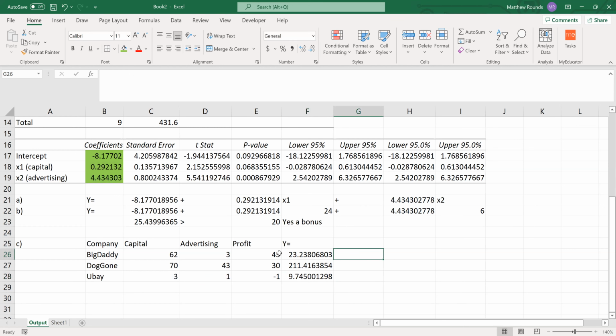So in the first case, there's no bonus because it's not bigger than the 45. In this case, yes, bonus because it's greater than the 30. And this is yes, bonus because it's greater than the -1. Okay, that makes sense. But all we did in this table is automate the calculations we were doing up here in the previous ones.